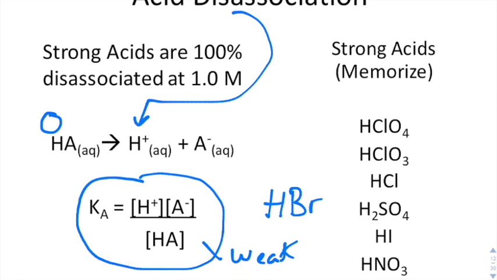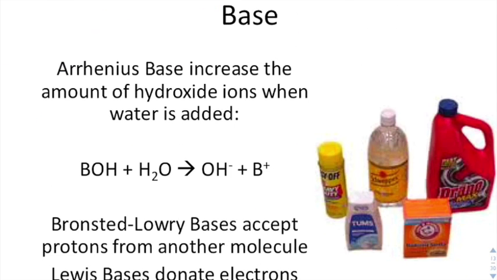Strong acids are 100% disassociated. So if you were to put a 0 right there, anything divided by 0 is going to be infinity. So it doesn't make any sense. So whenever we talk about a strong acid, we tend to not talk about this Ka term. This Ka term is almost exclusively with weak acids.